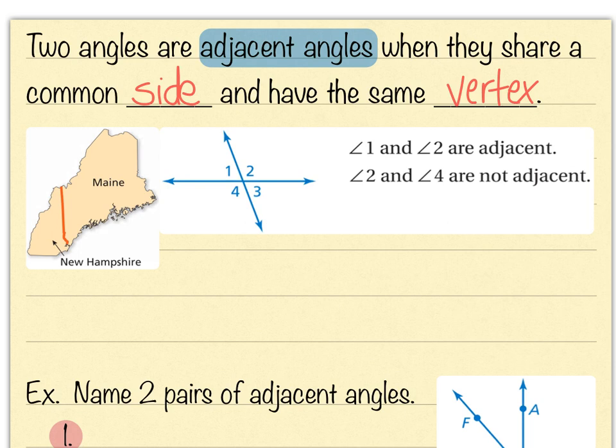The word adjacent isn't just used in math. Sometimes we'll use that in geometry or really any conversation where you're saying 2 places are next to each other. The word adjacent just means next to. So for example, we could say New Hampshire is adjacent to Maine because it is next to. They share a common border.